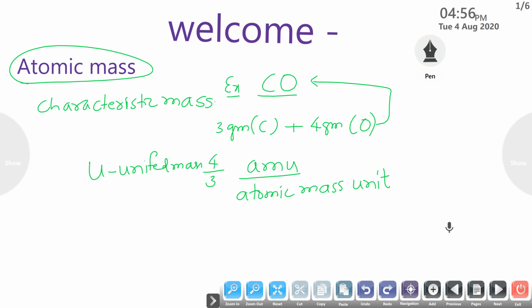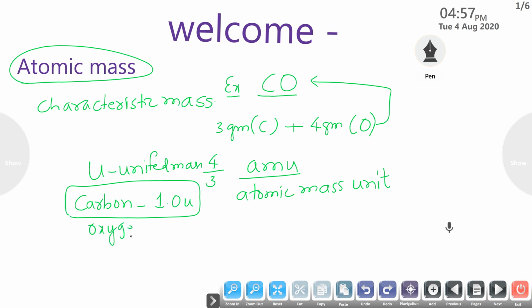So I will take one example for you. Carbon having atomic mass 12.0 u. Here it is read as carbon having atomic mass 12 unified mass. In the same way, oxygen having atomic mass 16.0 u, that is 16 unified mass.